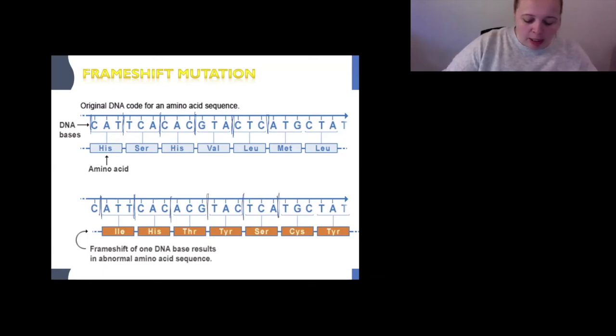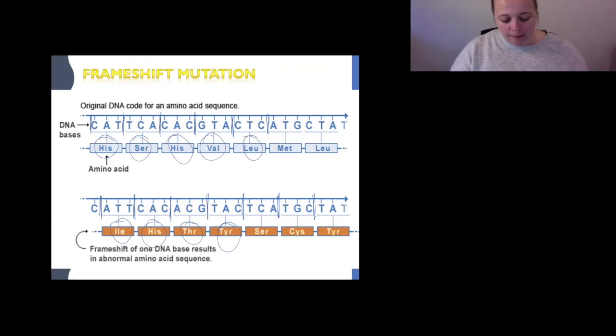Now, if you start reading different sets of 3, can you see how every single amino acid after there has changed? So this one starts off with His, this one starts off with Ile. This one then goes to Serine, then this one's changing to His. Can you see how the entire sequence is different? Yeah, and if it's different as we move down there, that's going to have a large impact on my protein.